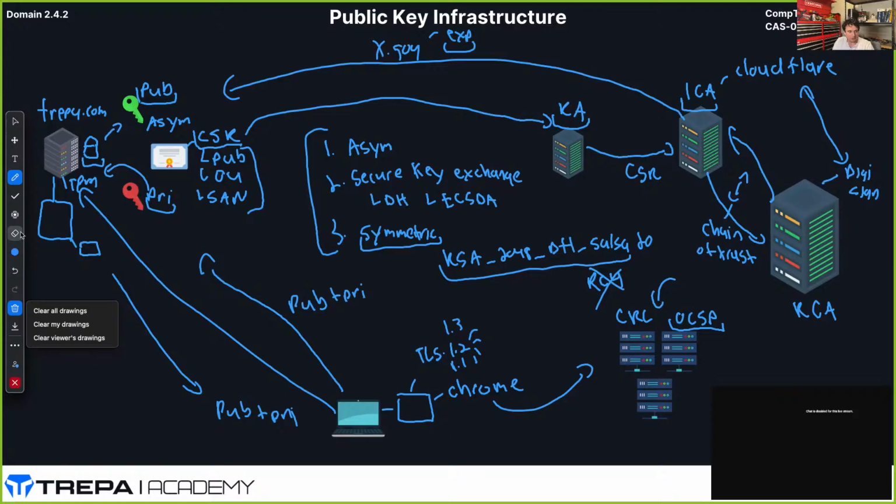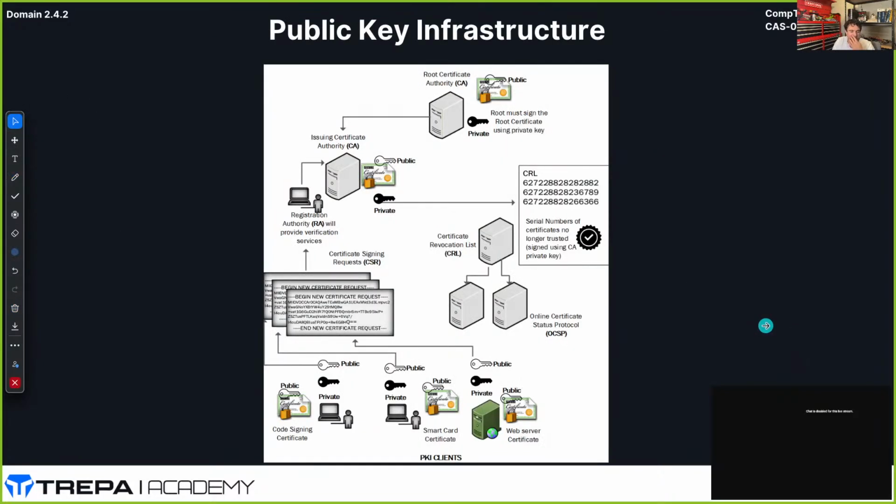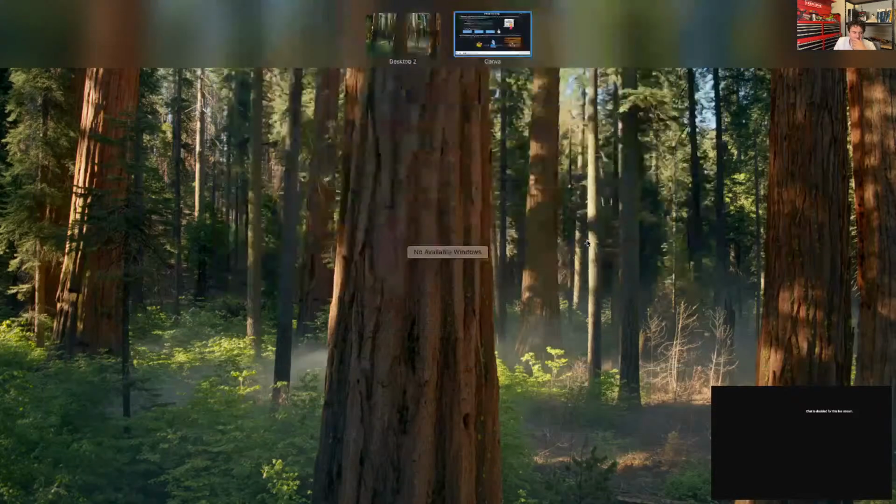Hopefully I didn't butcher that too badly. Let's clear all these drawings. Let's go back. Okay, just another little diagram here. This isn't my chicken scratch. That kind of just goes over this again. Registration authority, issuing certificate authority, but it's also an intermediate, and then the root CA. Awesome.